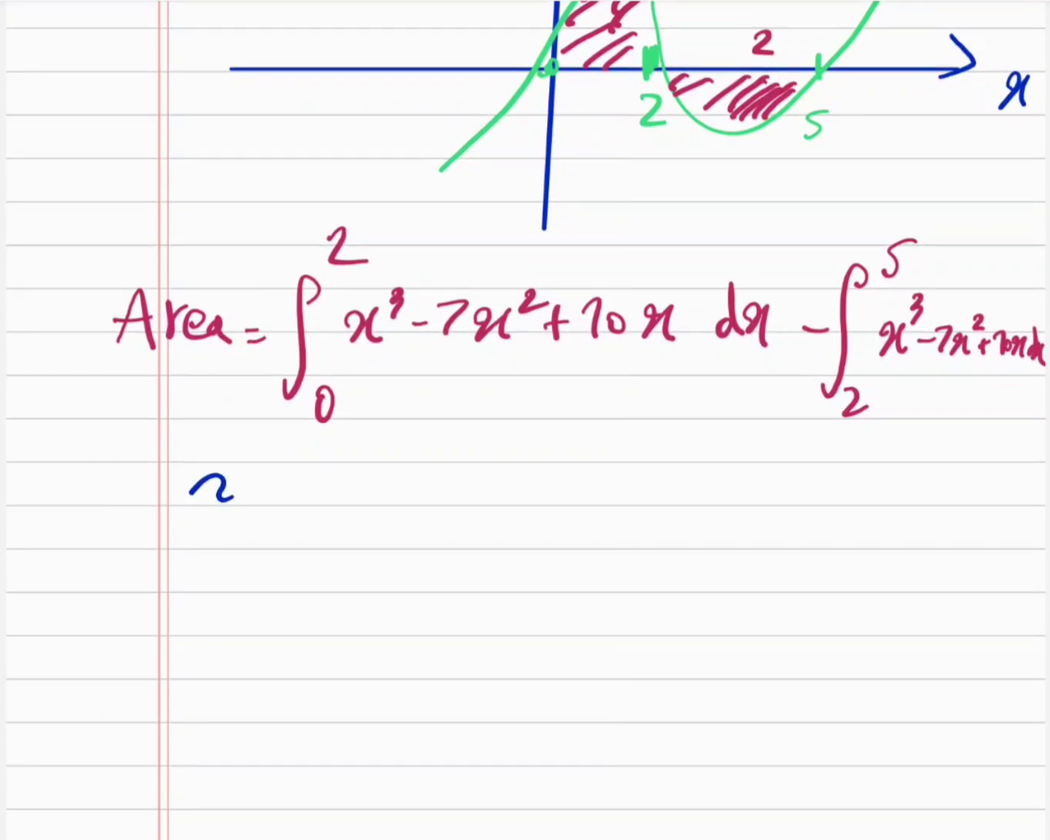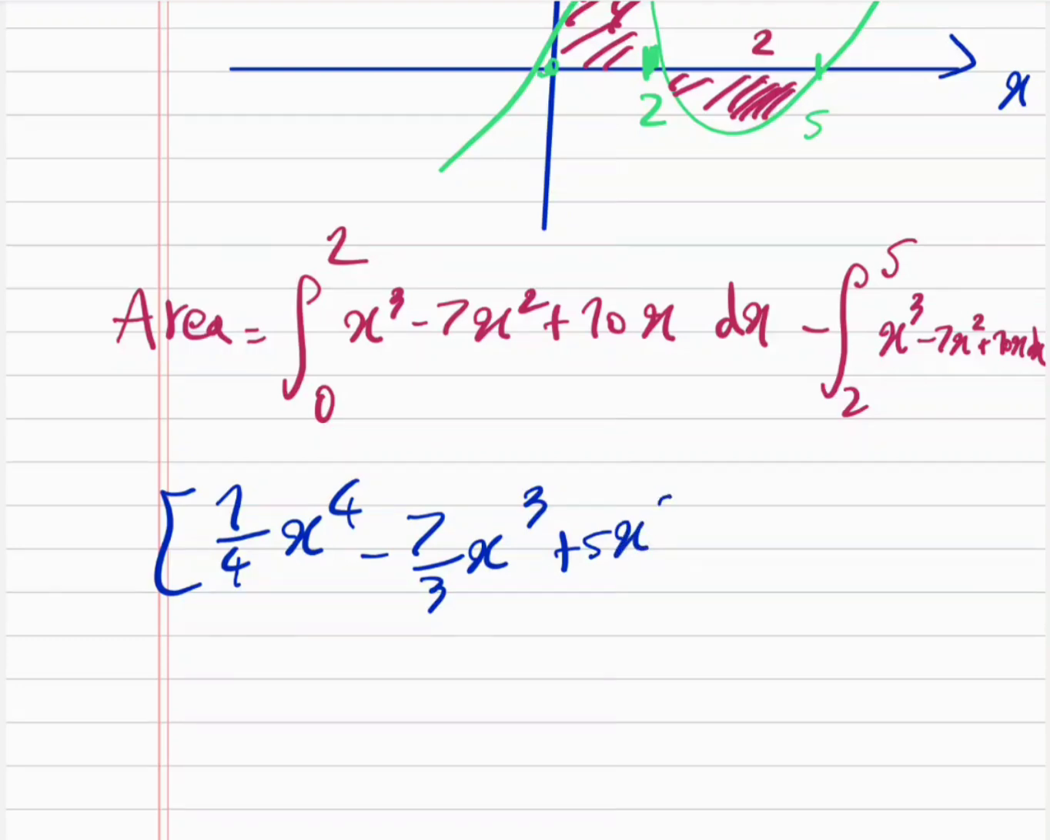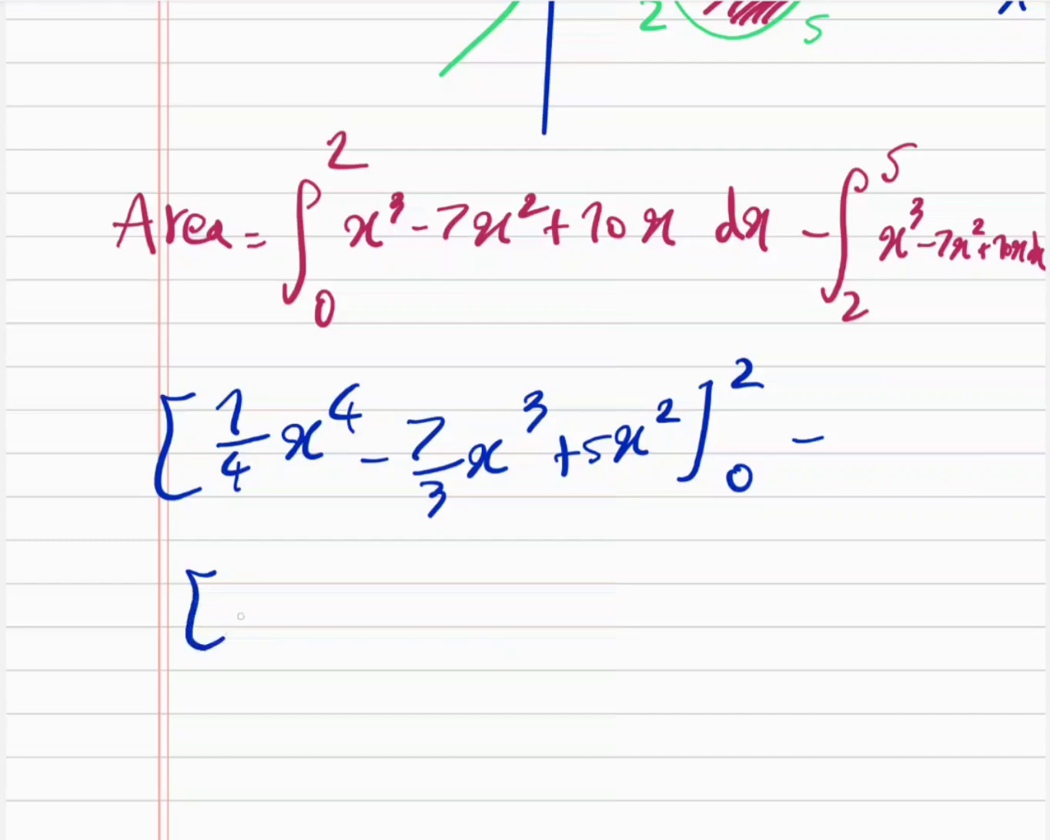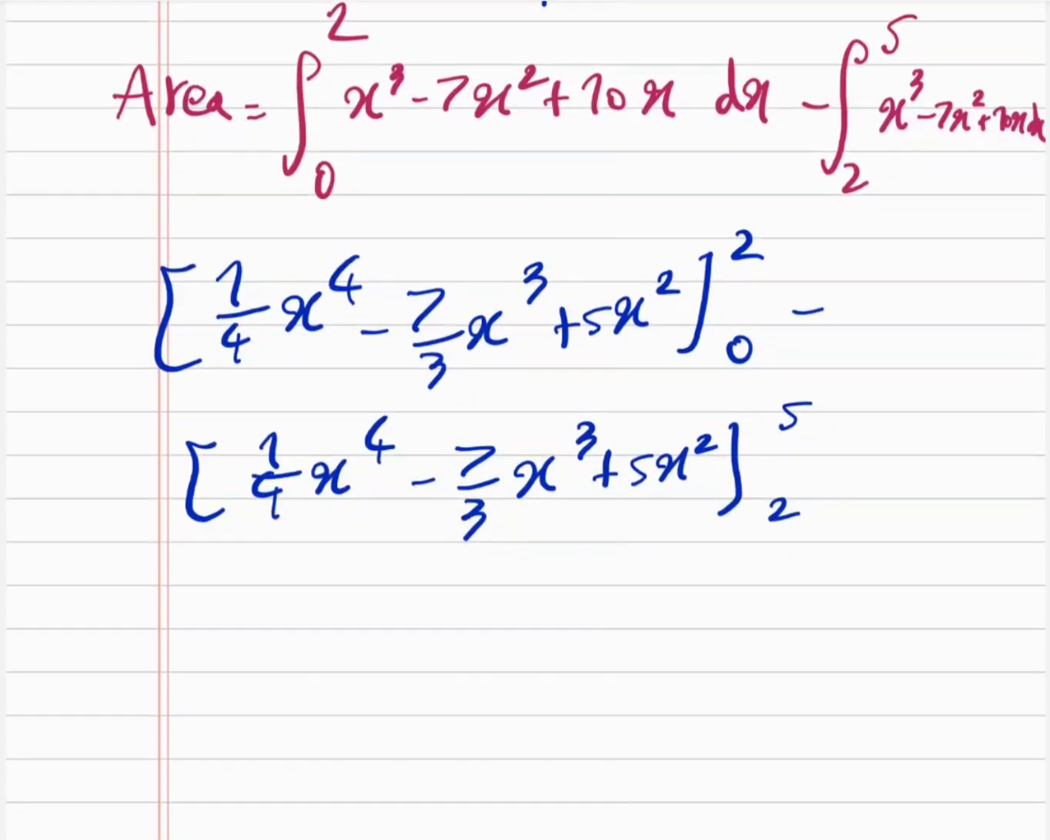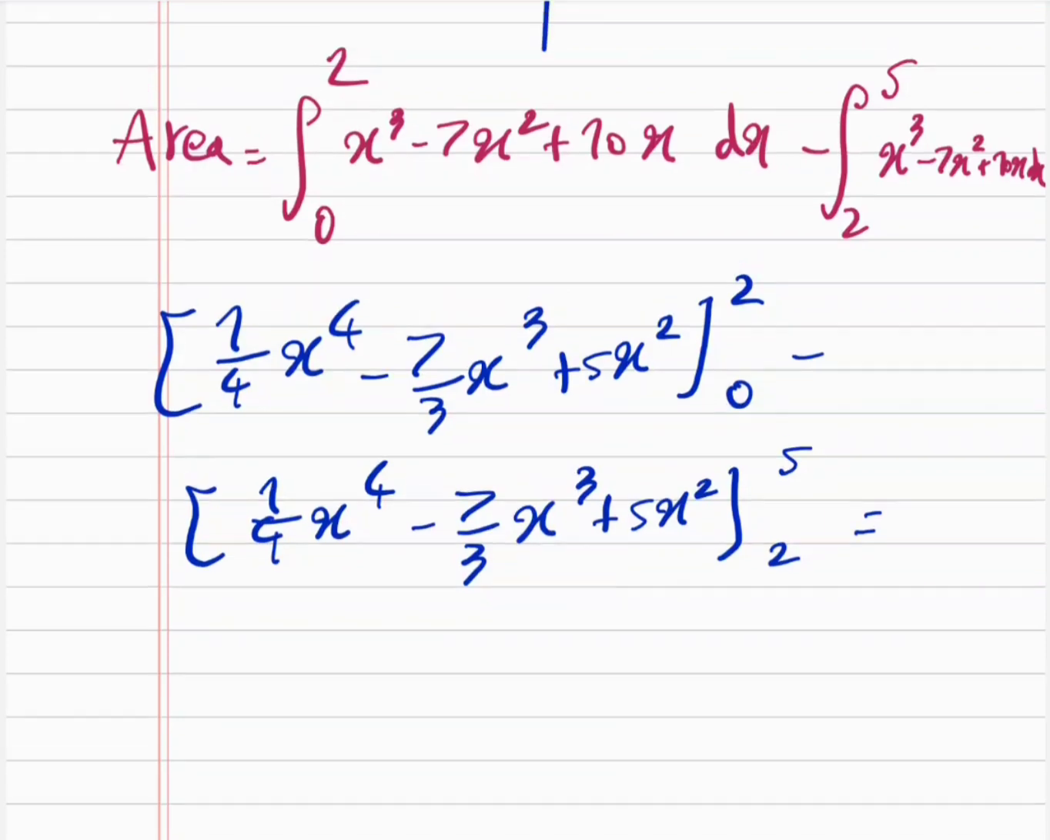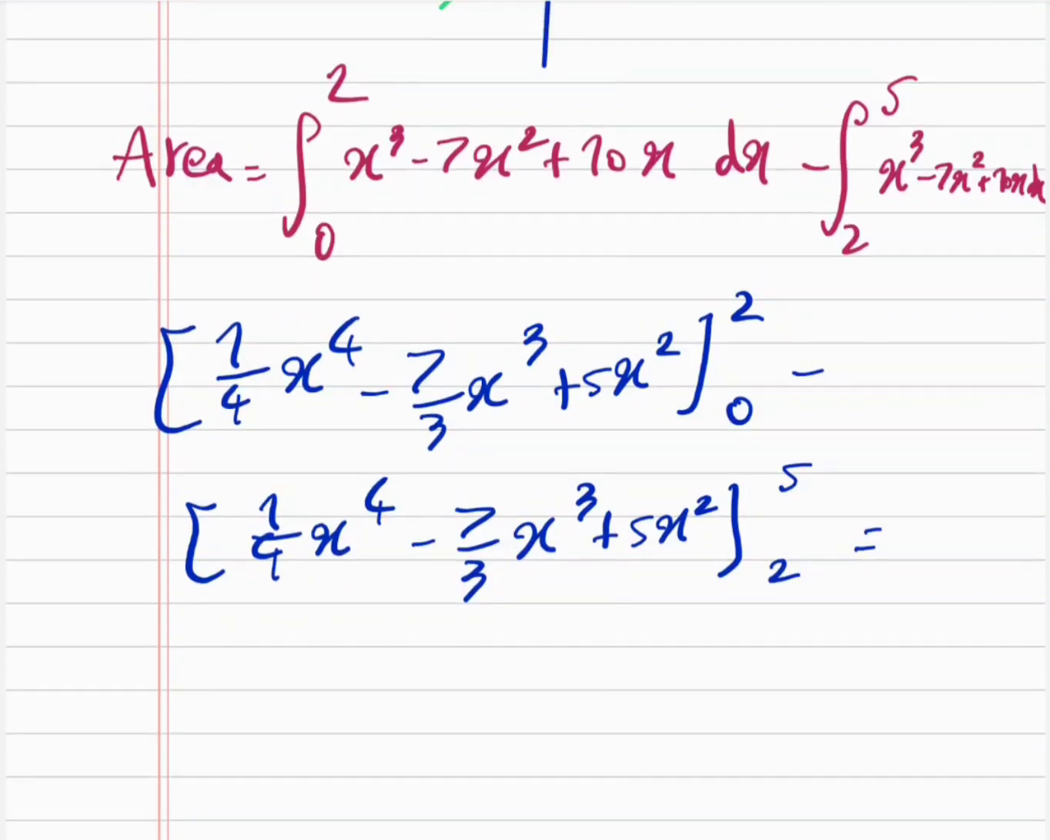Okay, now it's just about integrating and finding the answer basically. So we have 1 over 4 x to the power of 4 minus 7 over 3 x cubed plus 5x squared between 2 and 0. Then minus, obviously the same thing, but in a different interval, just between 5 and 2. Okay, at this point, we just substitute the limits and solve this, and we'll get 253 over 12.